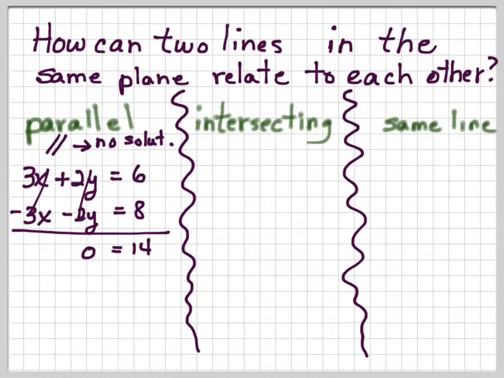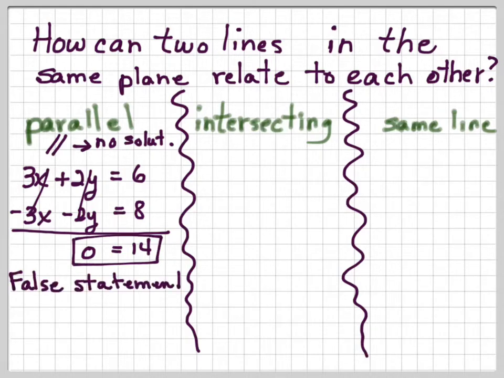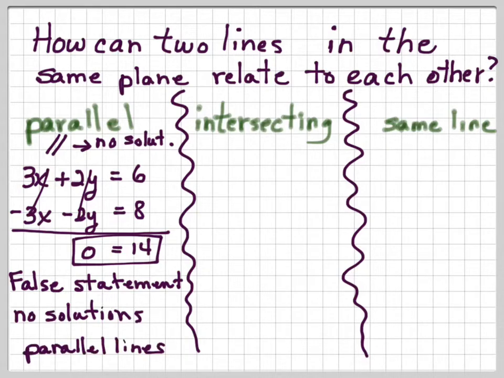And you can tell that 0 is not equal to 14. That's a false statement. So if it's a false statement, what that means is there is no solution. The lines are parallel, and that should make sense. No solution, false statement, parallel lines.